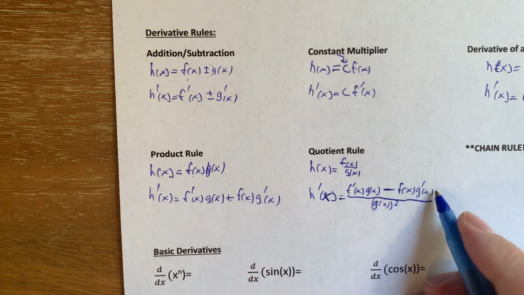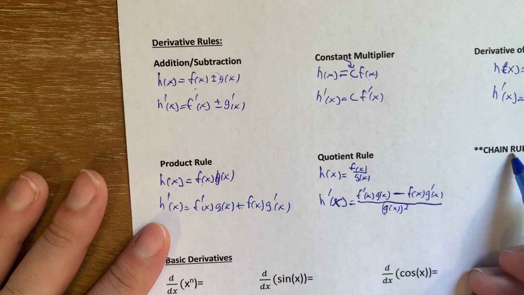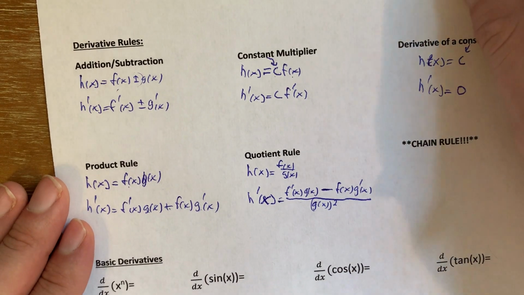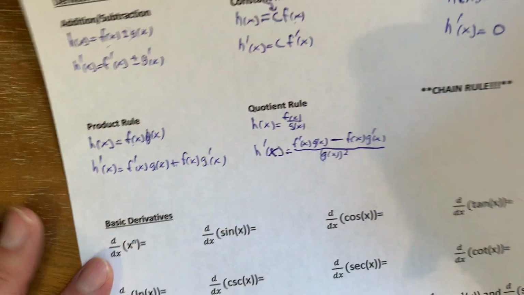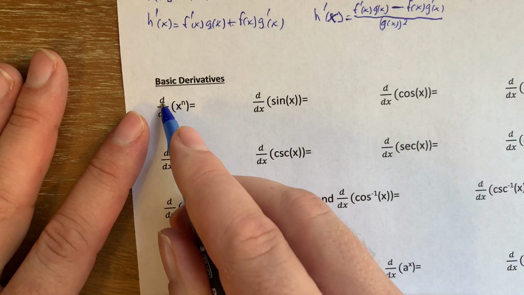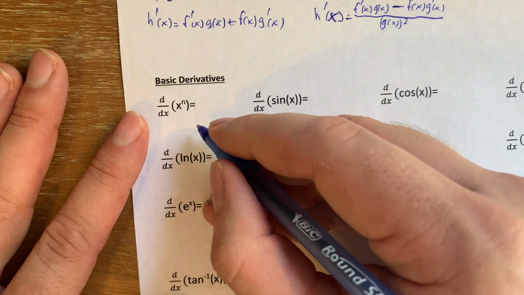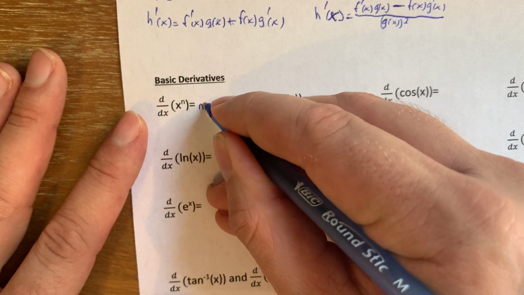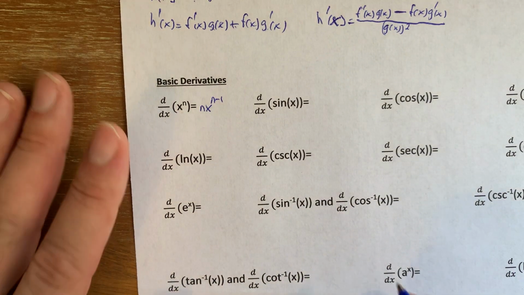So the product rule and the quotient rule are fairly similar. We have not learned the chain rule yet. This will be in our next unit. It will not be on this test. Basic derivatives. What if you have the derivative of x to some power? Well, that's the power rule. N times x to the n minus 1.